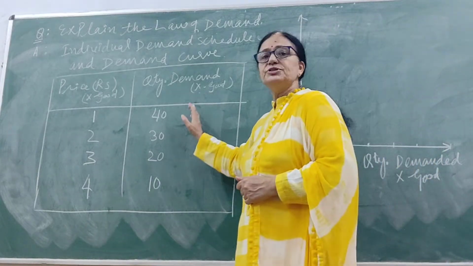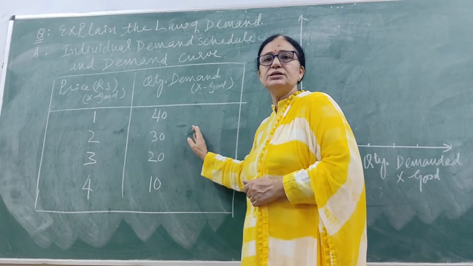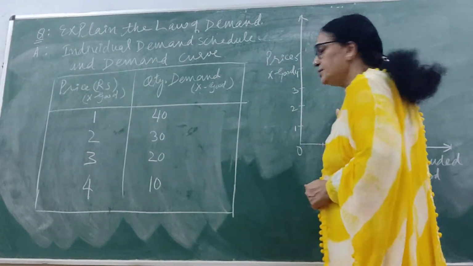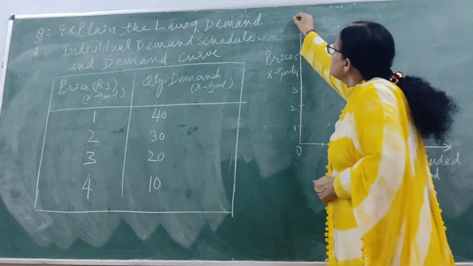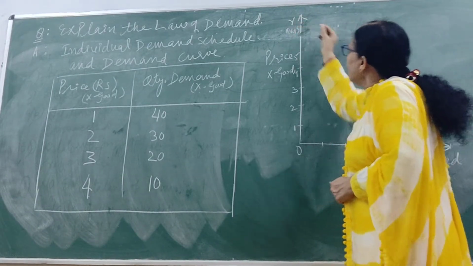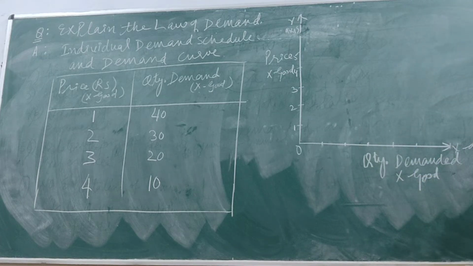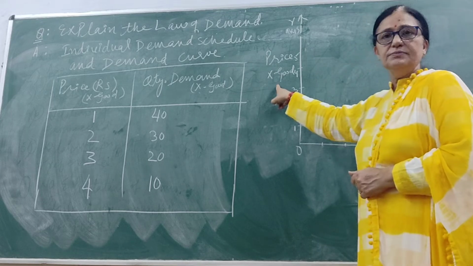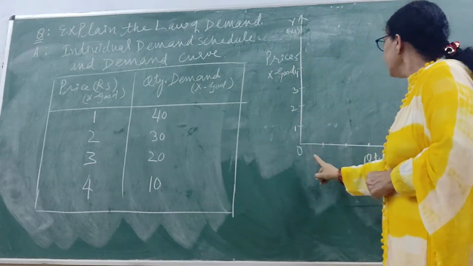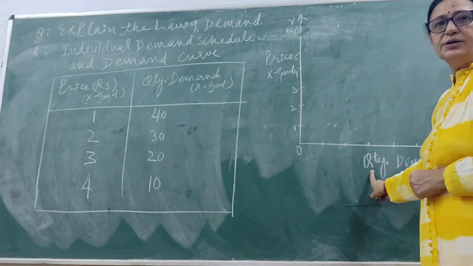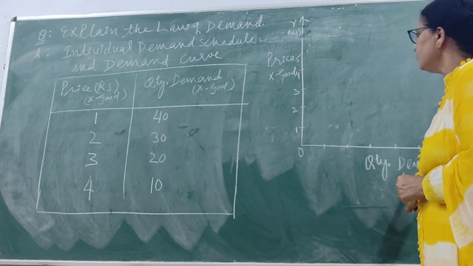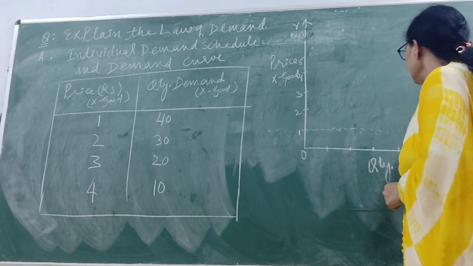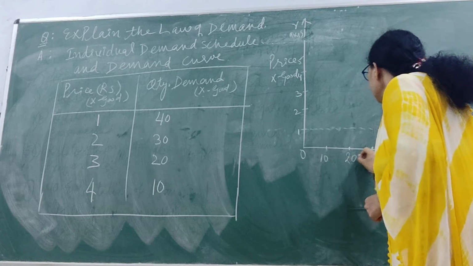Now, this individual demand schedule can be explained in the form of individual demand curve. So we can plot this diagram here. Just look at there. This is the y-axis, and this is the x-axis. Right? So on y-axis, we have taken the independent variable price, and on the x-axis, we have taken the quantity demanded, that is the dependent variable. Now we plot here when the price is ₹1. When the price is ₹1, the demand का scaling कर लेते हैं पहले.